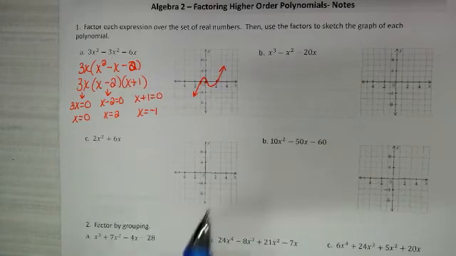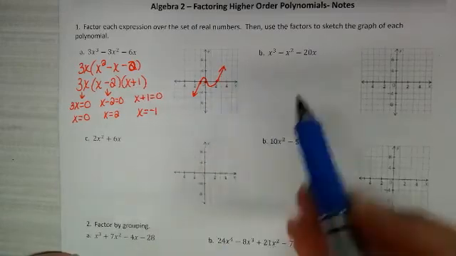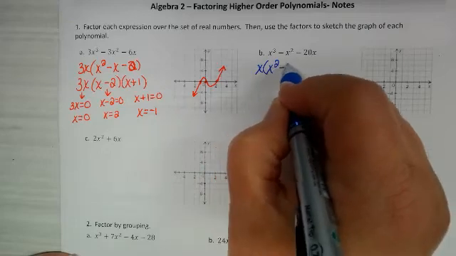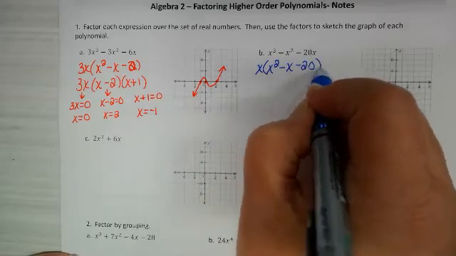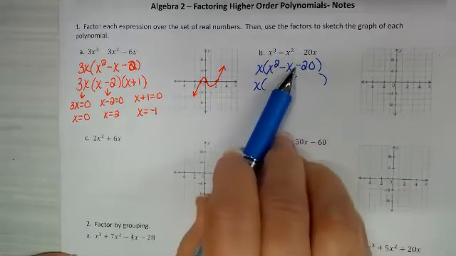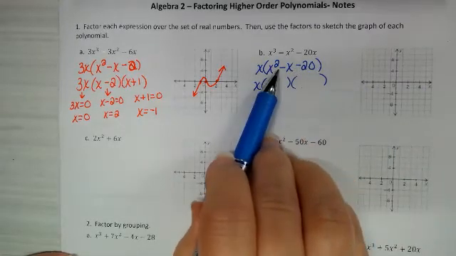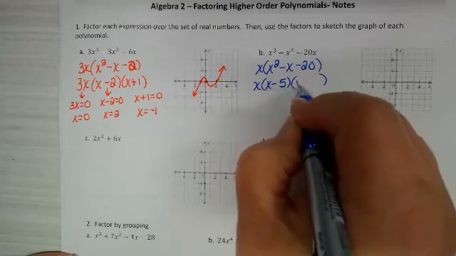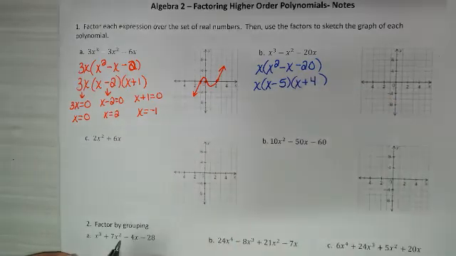So the next one also has a GCF of x. So we'll just factor out the x. And then we have x squared minus x minus 20. So now I'm looking for factors of -20 that add up to -1. So I'm going to use -5 and +4.